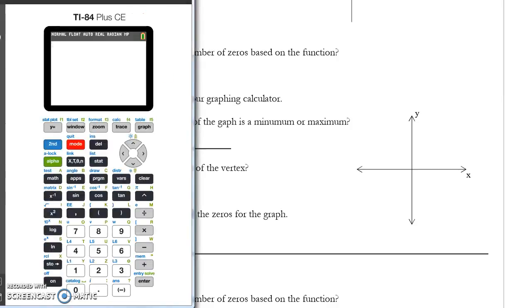Alright, so now let's remember how to use our graphing calculators. In order to graph this, I have to press the y equals button. And to save time, I already have the equation typed in. If you need to press pause to type it in, go ahead and do that.